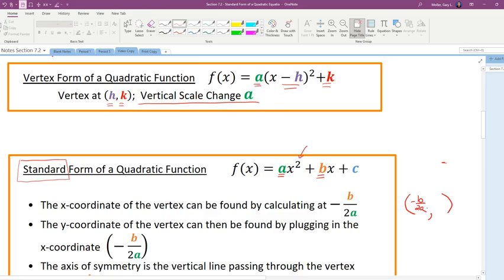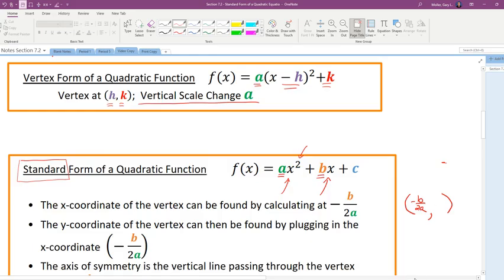And then you calculate that out and you say maybe it's 2 or something. So then the y-coordinate of the vertex can be found by plugging that number back into the equation for x. If we plug in our number for x and we do the math, we're going to find out what the y value is going to be.